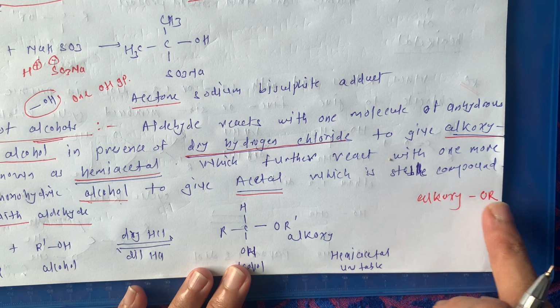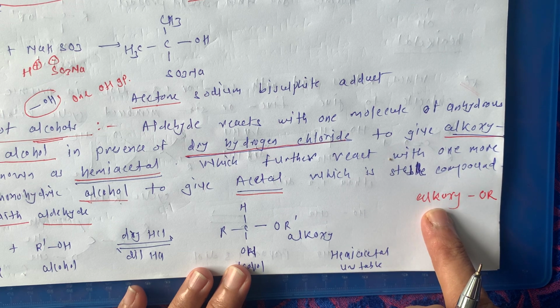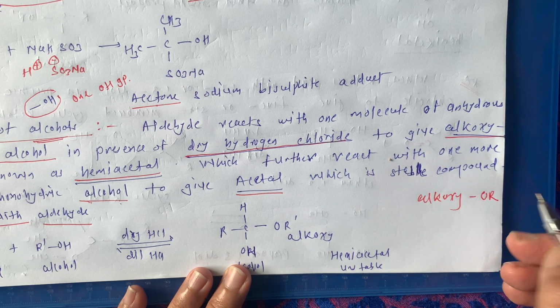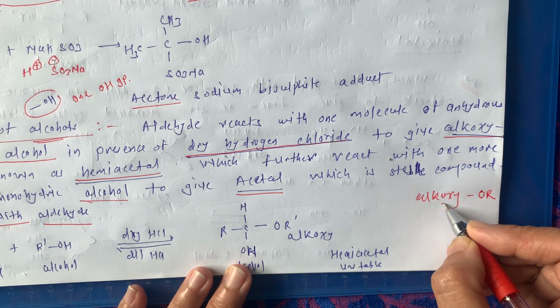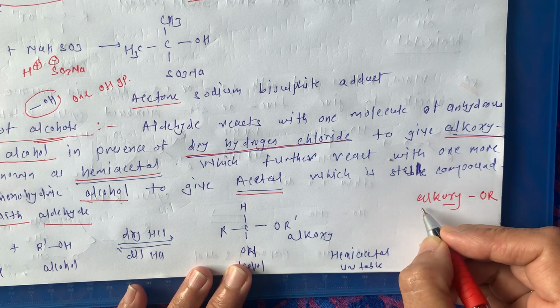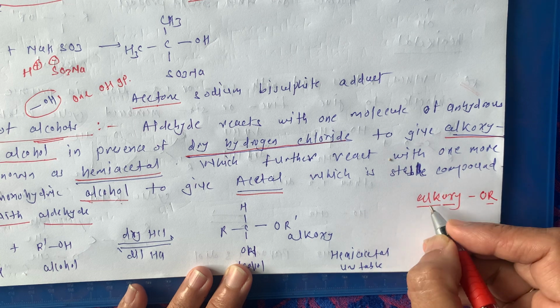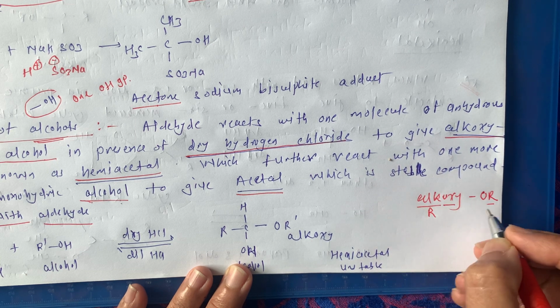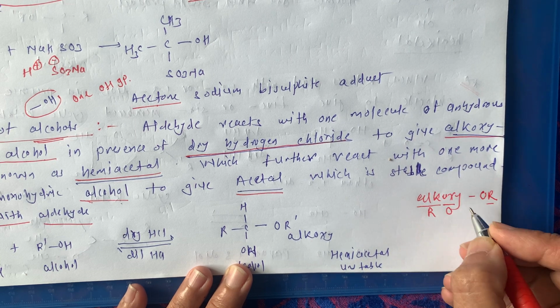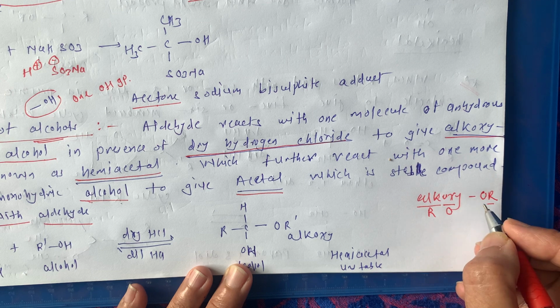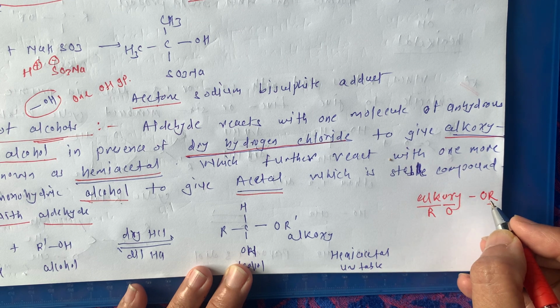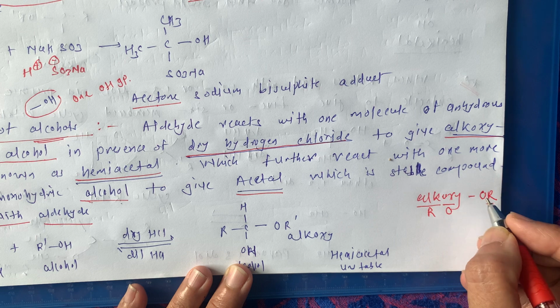Alkoxy. Alkyl group, that is ALK for the alkyl group, and for oxygen this is oxy. Are you getting this term? For the alkyl group this is ALK, and for oxygen this is oxy, that is alkoxy, RO, or you may say dash OR. This is alkoxy.